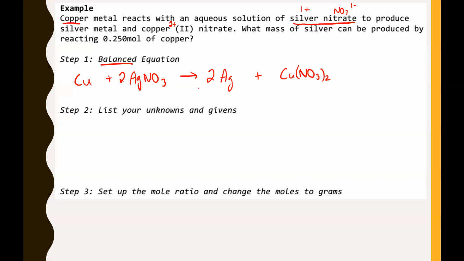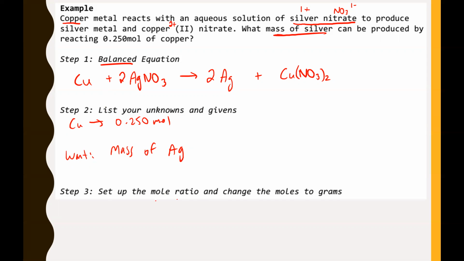Step 2, list your unknowns and givens. Well, one thing that's given is we know how much copper we have. It's 0.250 moles. The thing that we want, our unknown, is the mass of the silver, the mass of that Ag. Just like before, we need to figure out how many moles of Ag we have before we can figure out the mass of our Ag. Ag, of course, being silver.